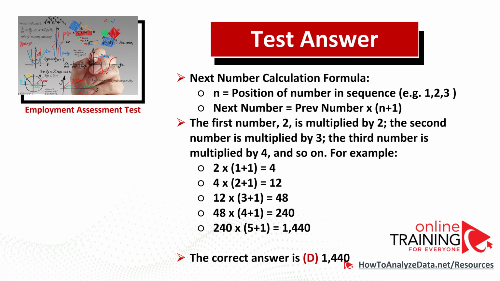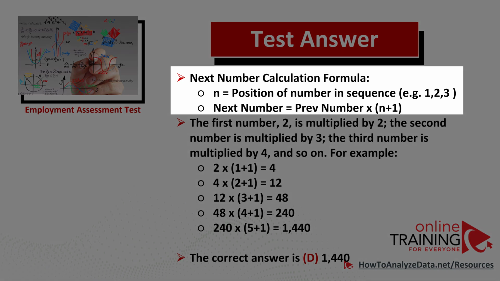As you might be well aware, the key to solving pattern type questions is to calculate the formula. In the formula, you determine how the next number is calculated. In our case, we would need to have two values. We will use n as the position of the number in the sequence, for example 1, 2, 3, 4, 5, as we have 5 numbers. And the next number would be calculated as the previous number multiplied by n plus 1.